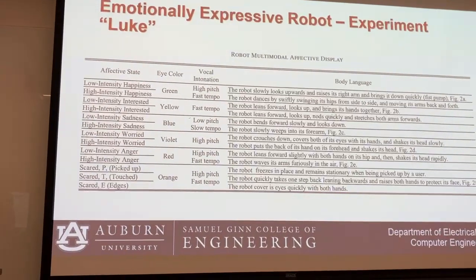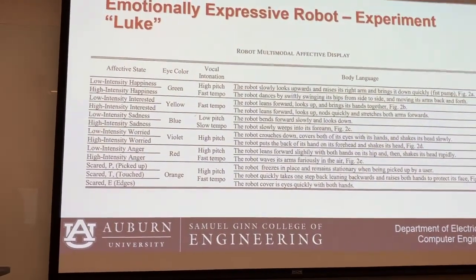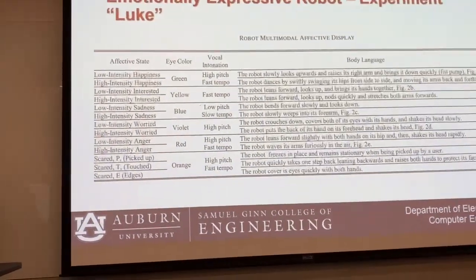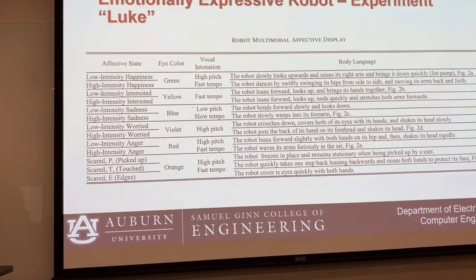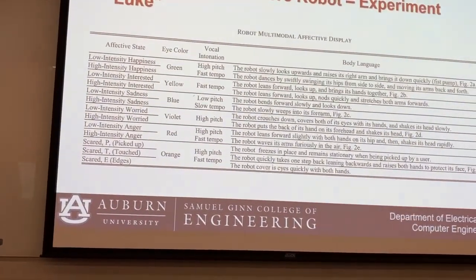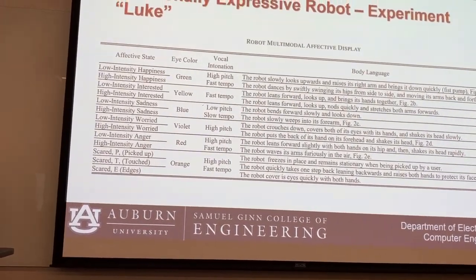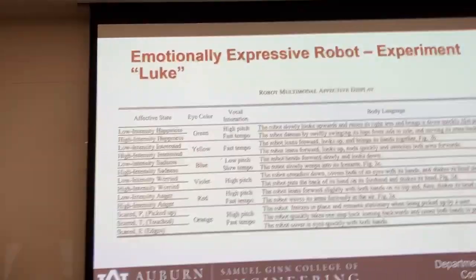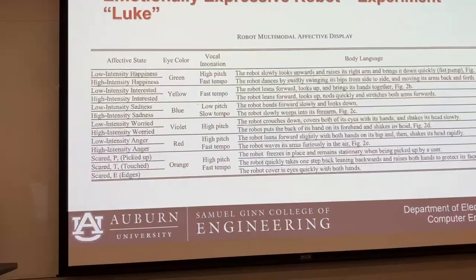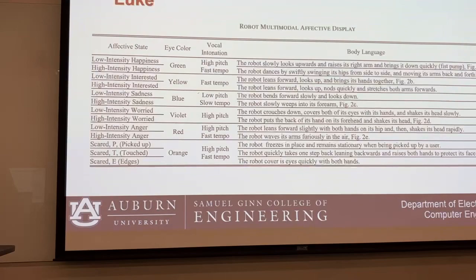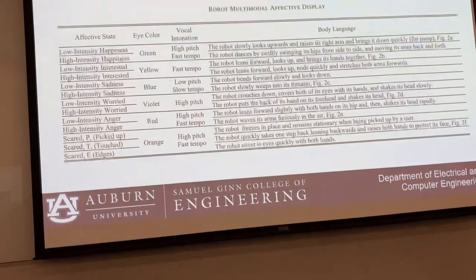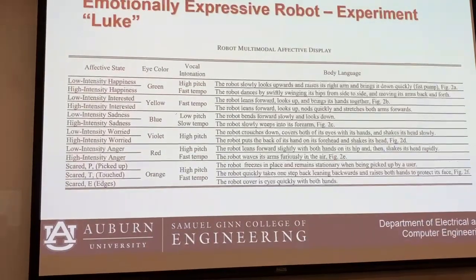And also for anger, the color of the eye will change to red, and the vocal intonation will go to high pitch and fast tempo. The robot will lean forward slightly with both hands on its hips and then shake its head rapidly. And then for the high intensity anger, the robot waves its arms furiously in the air. And the eye color for the scared state is orange, where the vocal intonation is high pitch and fast tempo.